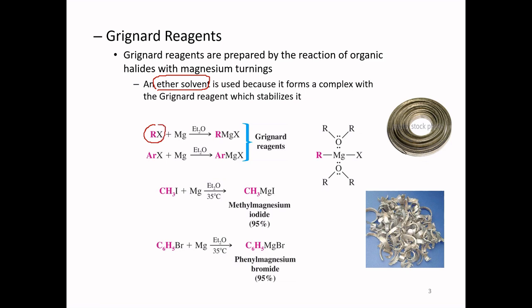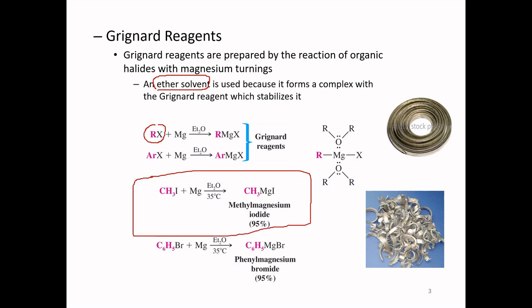So we react the alkyl halide with magnesium turnings in diethyl ether to give RMgX, and we can also react aryl halide with magnesium turnings in ether solvent to give us a Grignard reagent made of aryl halides. So this is the specific reaction where we can use.